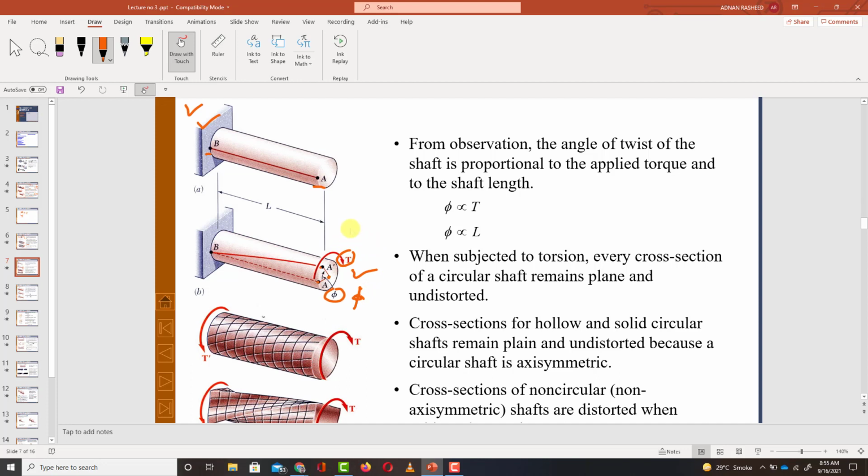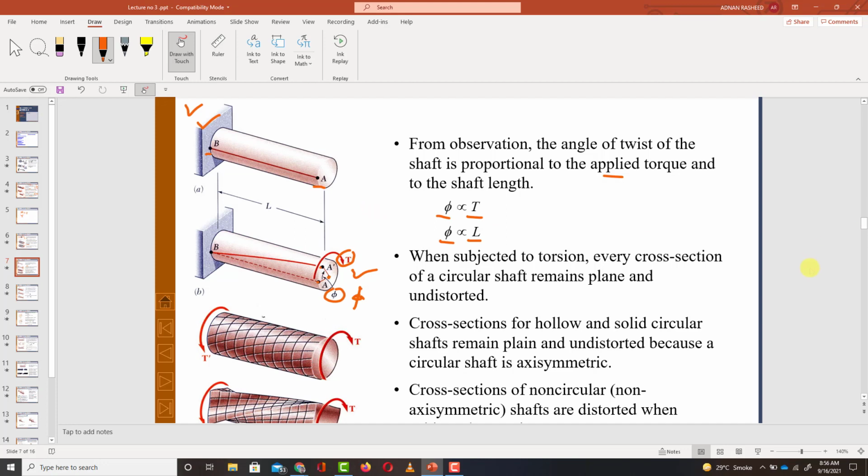Now this angle of twist is directly proportional to the applied torque. So if there is more torque, there will be more twisting angle. From observation, the angle of twist of the shaft is proportional to the applied torque, and this angle of twist is also proportional to the length of the shaft. The higher the length of the shaft, the higher will be the twisting effect due to the torsion.